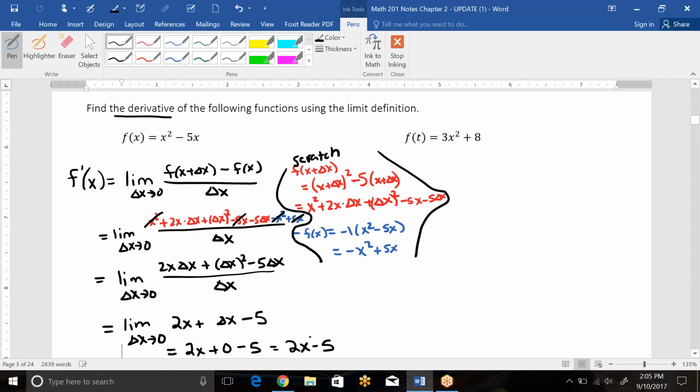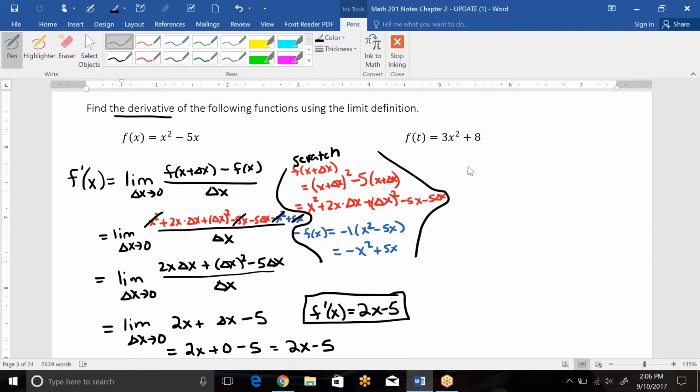So this right here is the derivative. So f prime of x is 2x minus 5. Remember what that actually means. That is a formula that will allow you to find the slope of the tangent line anywhere along this function that we choose. All we have to do is know what x value we're choosing to find the slope at. And we plug it in, and that becomes our slope.